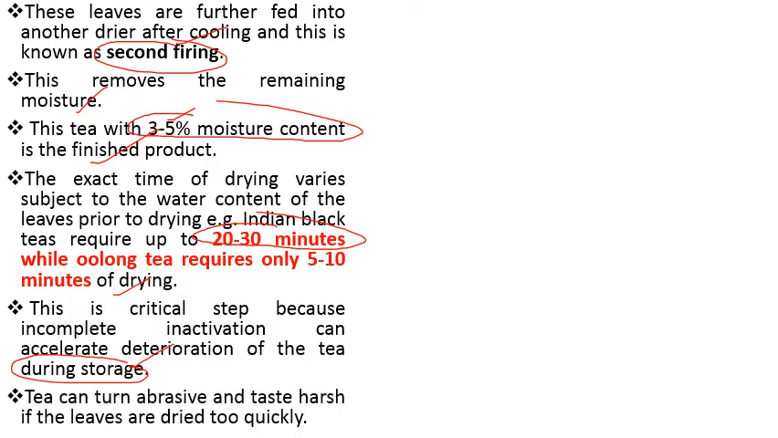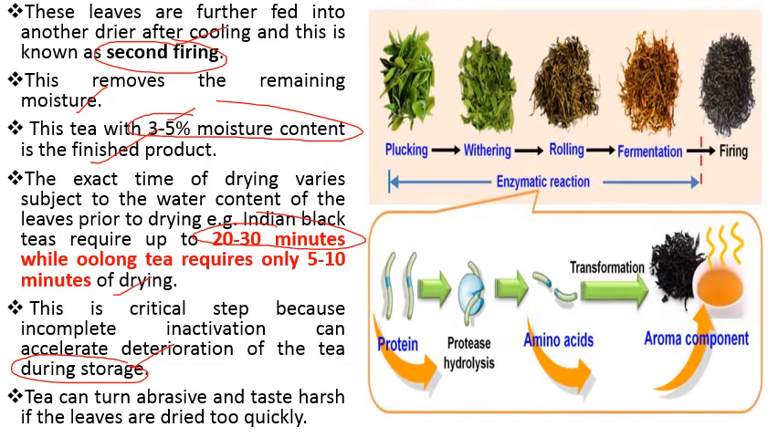Tea can turn abrasive and taste harsh if the leaves are dried too quickly. So ये जो process है, it should be carried out carefully because अगर हम इसको immediately harshly dry करते हैं leaves को, so it can spoil its taste and can destroy the taste, और जो commercial इसकी value है वो reduce हो जाती है if we dry the leaves too quickly.